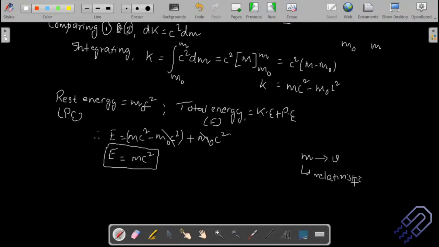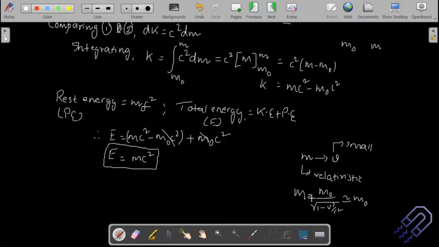It is always relativistic. Maybe this velocity is very small, still it will be relativistic. But when we put it into this relation of m is equal to m naught divided by root over 1 minus v square by c square, this becomes very small, so we basically consider it to be m naught. So m naught and m are the same.